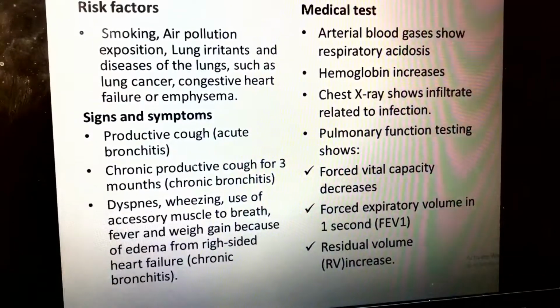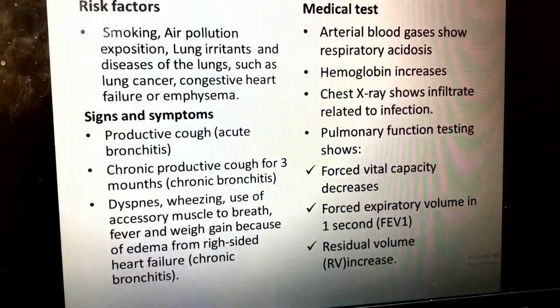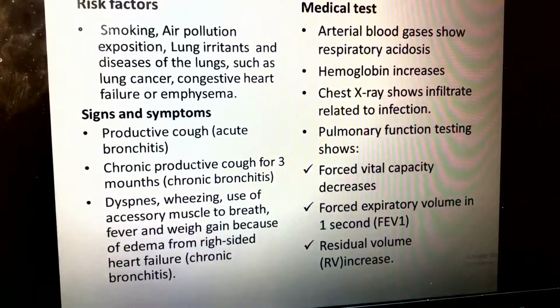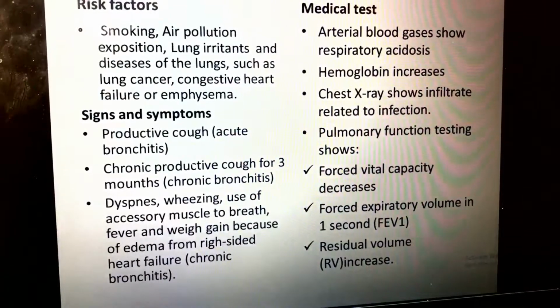Dyspnea, wheezing, use of accessory muscles to breathe, fever, and weight gain because of edema from right-sided heart failure.